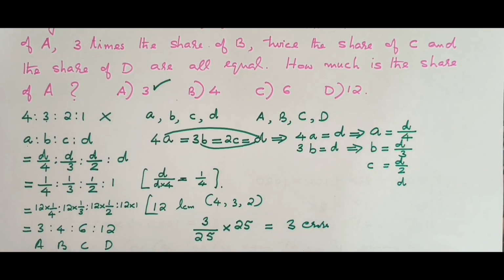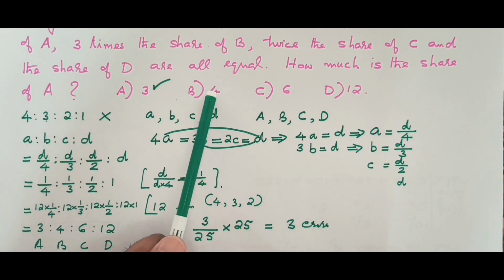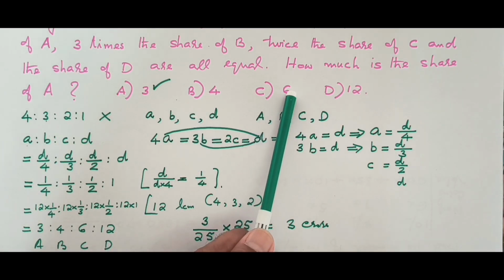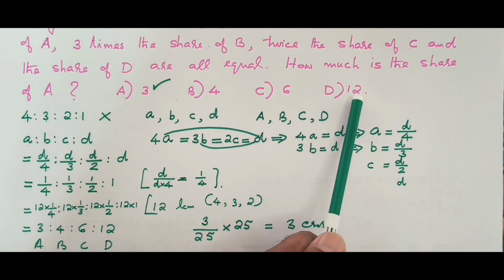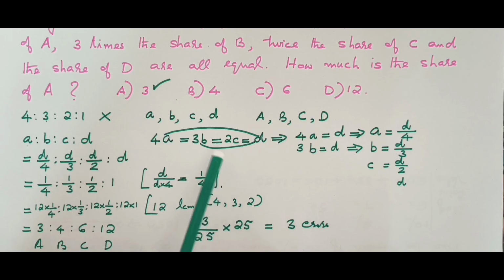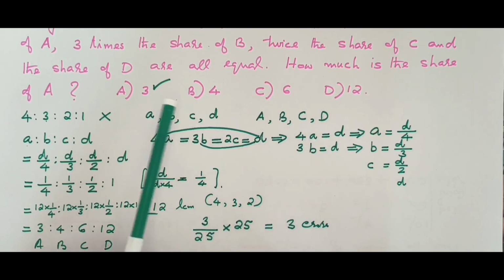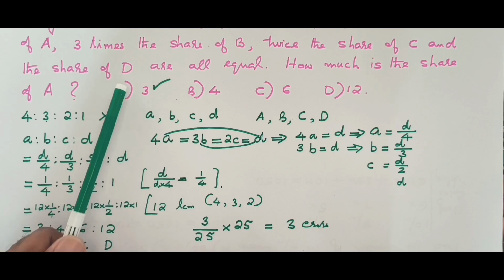We can find out the shares of all the 4 sons using this approach. But they need only A. In fact, look at the other options. 4 is the amount received by B, 6 is the amount received by C, and 12 is that of D. I'm leaving it to you to find out these things. Anyway, the correct answer is this because the question is about finding A only.